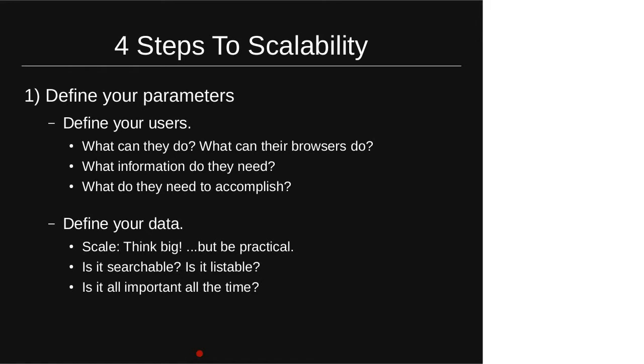You also want to understand what sort of information you are displaying. Is it searchable information? Is there a lot of text information that can be matched against a search string? Is it just listable? Can you display it all in a list, or does it have some unique method that it has to be displayed? And is it all important all the time? And this is something, again, you'll learn when you define your users. But do you have to display all the information all the time? Is it always important? You don't want to display anything that isn't important because it just clutters up your interface.